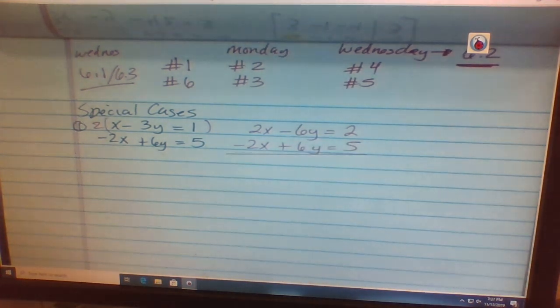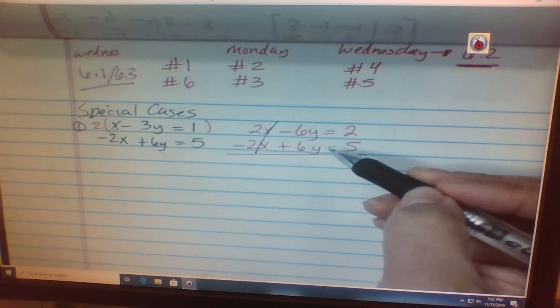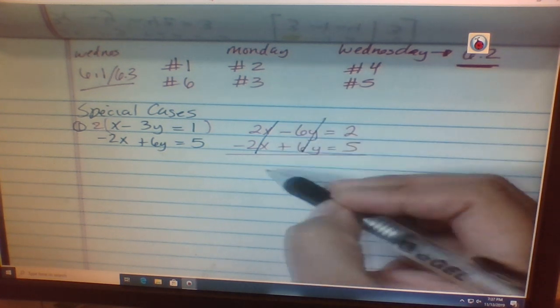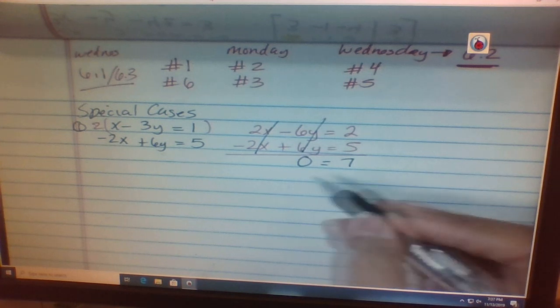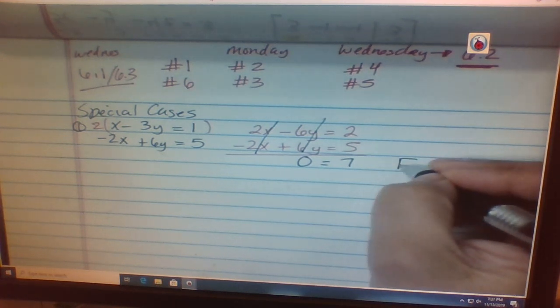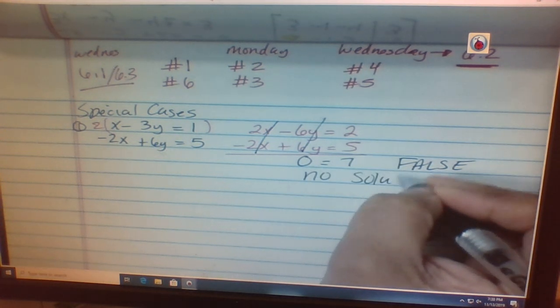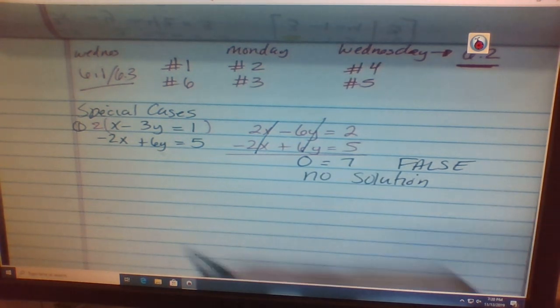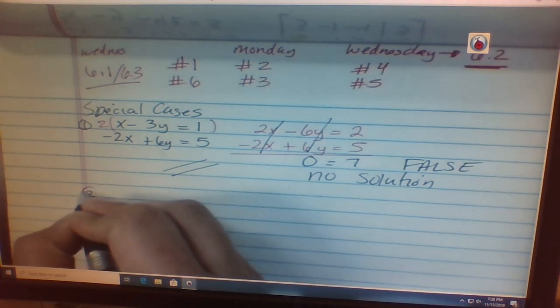My goal when I multiply by 2 was to get rid of the x's. Does that happen? Yes. But what happens to your y's? They get rid of as well. Do you have anything left over here? No, so we put a 0. What is 2 plus 5? 7. Is 0 equal to 7? No. This is a false statement, so this is a no solution problem, which means my lines are parallel.